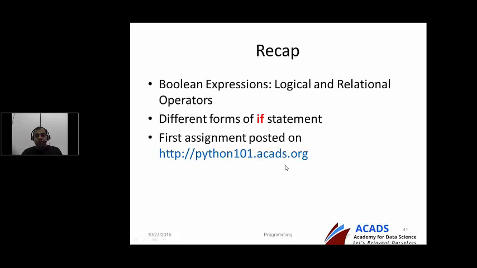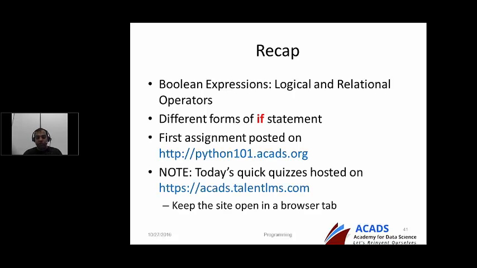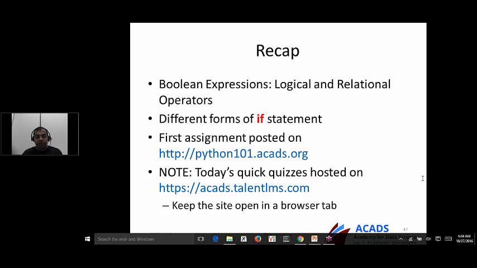Another important thing to note is that today's quick quizzes I'm not going to host on GoToMeeting, because this software does not allow multi-line questions, and I would like to ask questions about programs that I will show. If there are any questions about the last few lectures, please raise your hand. Otherwise, we will continue forward. I request you to keep the acads.talentlms.com site in a browser tab, so that whenever I say, you can attempt the quiz.